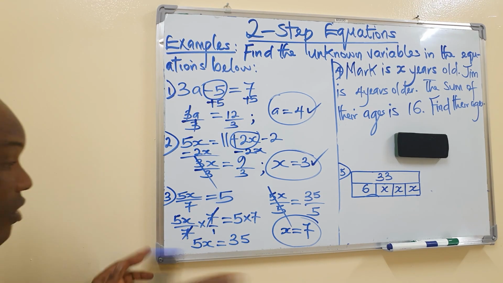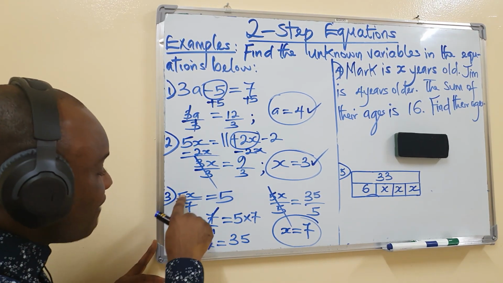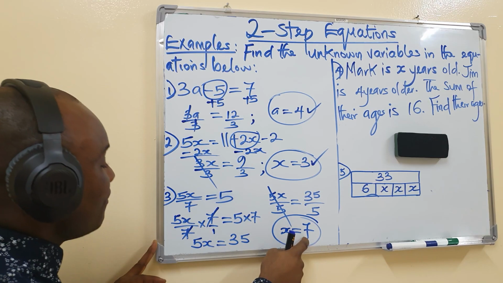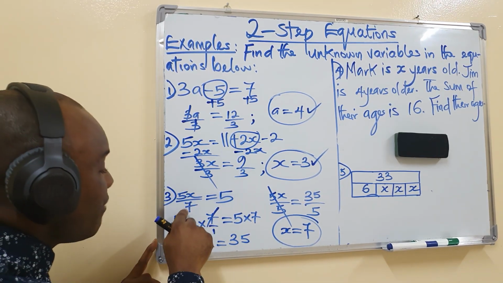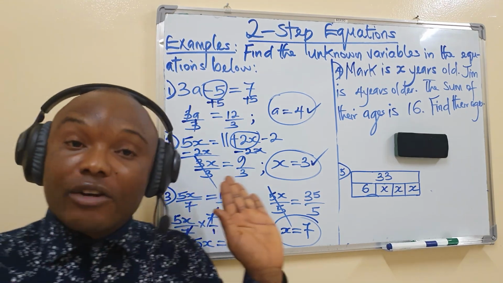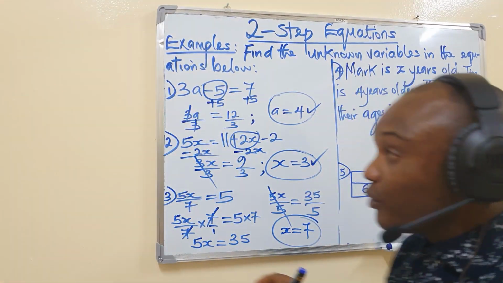Let's test it and see whether we were correct. It was initially 5x. So, since x is 7, 5 times 7 is 35. 35 divided by 7 is 5. So, it's perfectly correct. We are done with questions 1 to 3.